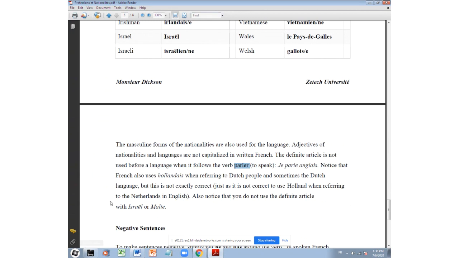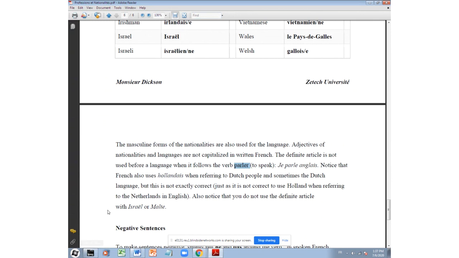Now, French also uses Hollandais when referring to the Dutch people, okay? And sometimes the Dutch language, but this is not exactly correct. Just as it is not correct to use Holland when referring to the Netherlands in English. Also, notice that you don't use the definite article with these countries, Israel and Malta. So Malta and Israel, we don't use the article.